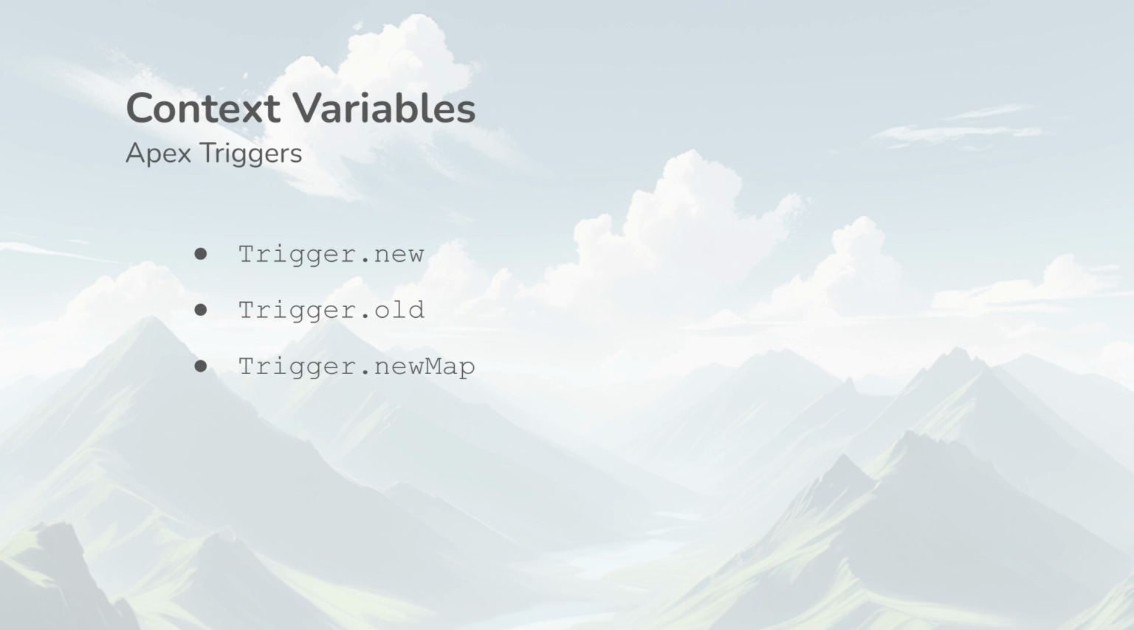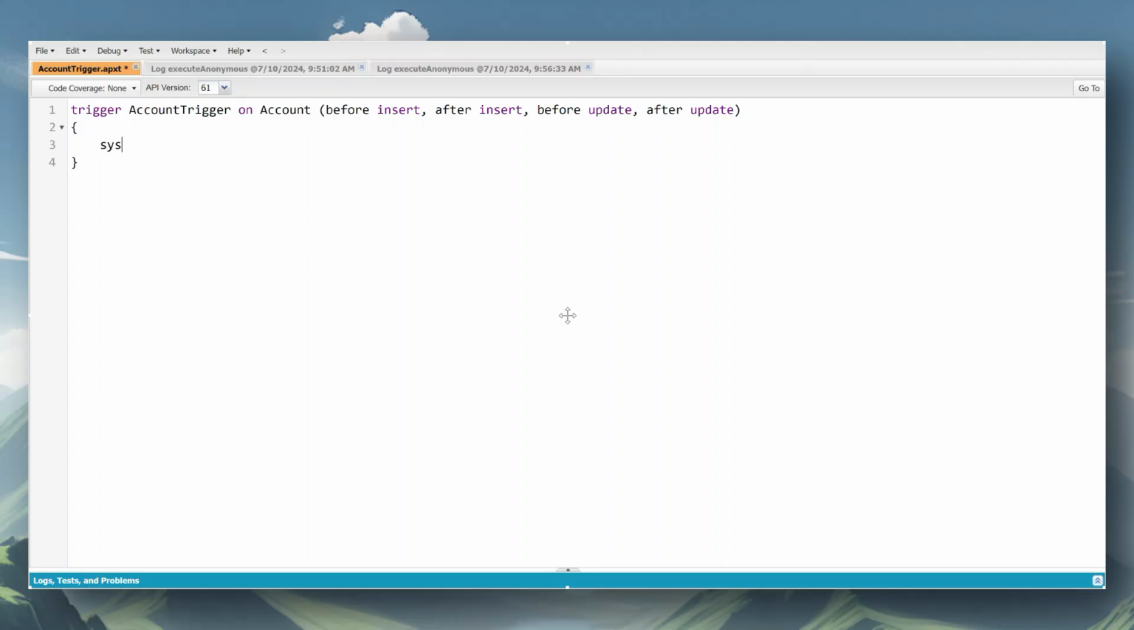The key will be the ID of the record while the value will be the changed sObject record. Trigger.oldMap. This is again a map variable which will hold the records with the old values that were changed in this DML operation. Similar to the new map, the key here will be the record ID and the value will be the old copy of the changed sObject record. Let's try to understand this concept with an example.